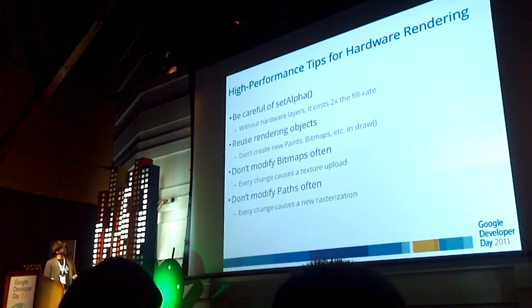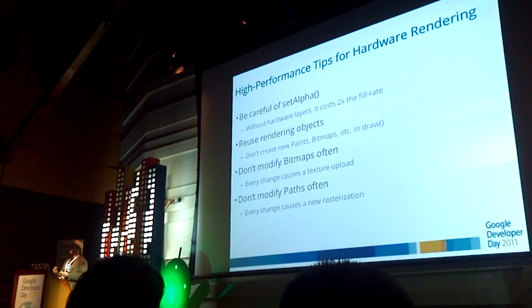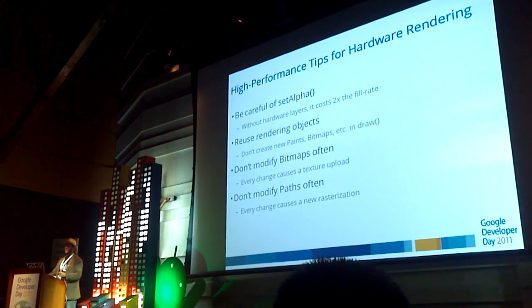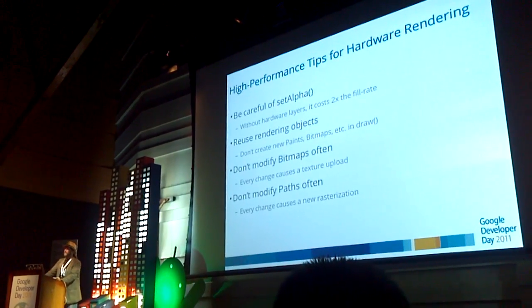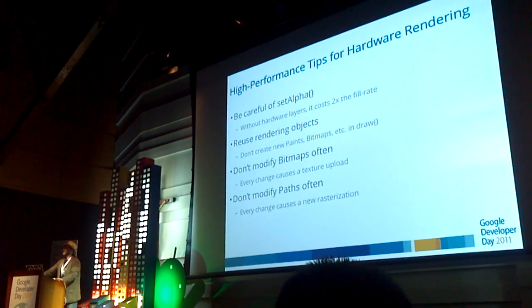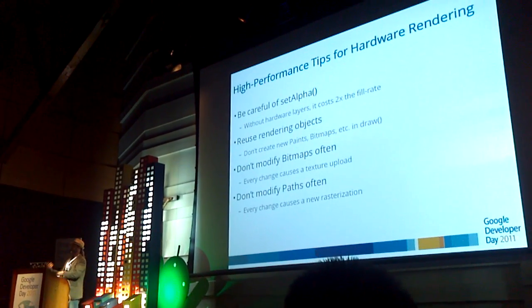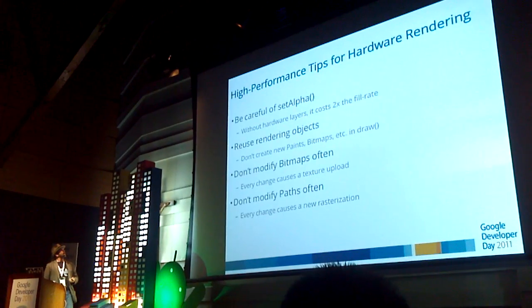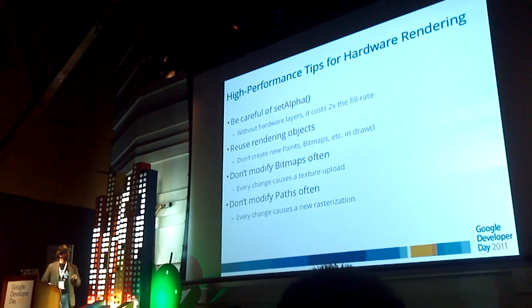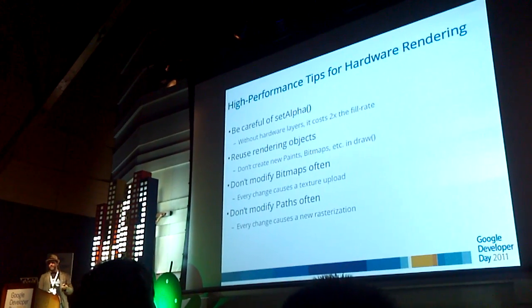Reusing rendering objects is always important. It follows our general practice of not allocating very much. Also, if you don't reuse rendering objects, it actually forces a whole additional new shader creation. Don't modify bitmaps often, and don't modify paths often.